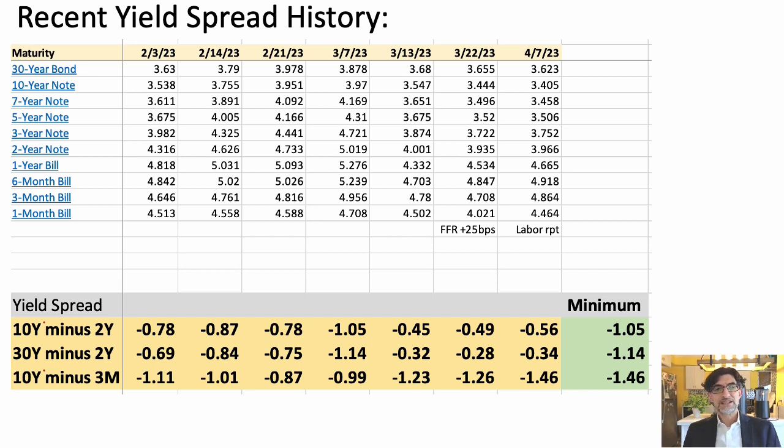So here's some recent yield spread history. And if you look here, you could see, I'm putting my point here, that the 2-year note went down sharply.